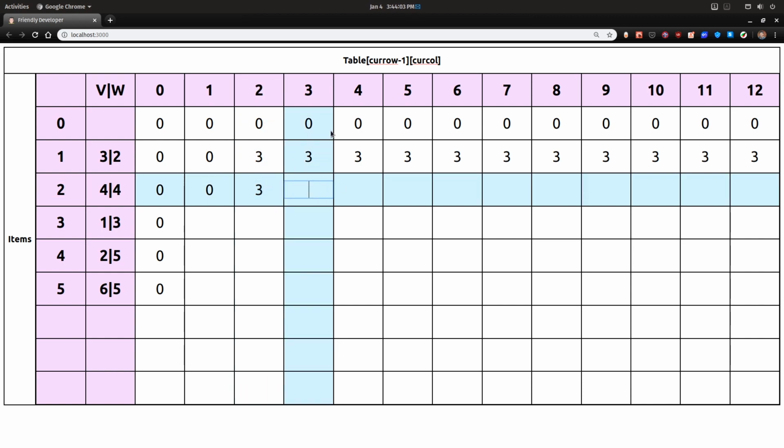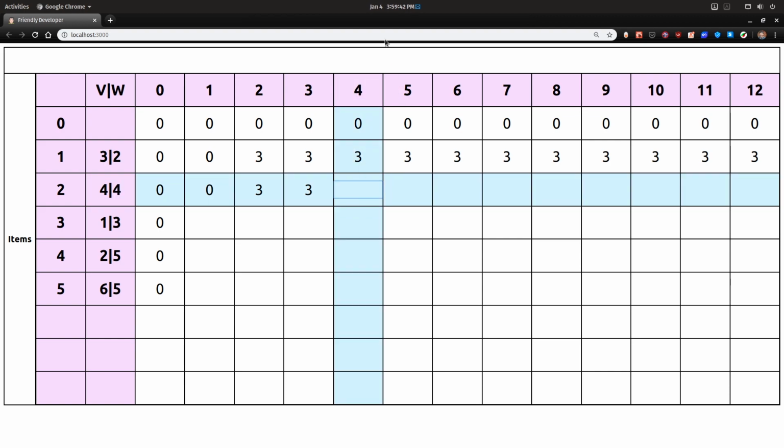Now similarly, when we move to the next problem, here also 3 is less than 4, so we need to exclude this item. By excluding the item, we just copy the value of the previous row, 3. Moving to the next sub problem with a knapsack capacity of 4, we see that you can include this item number 2 because its weight is less than or equal to capacity.